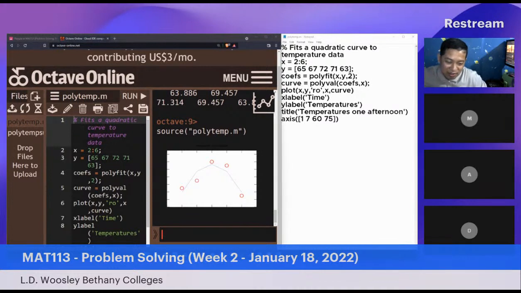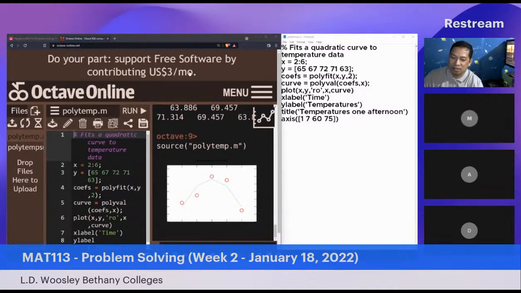So I can also see the interaction of this Octave. Honestly, I only discovered this during my teaching time at Bethany. I searched for an online one that can be shared for free, but it asks for a donation of $3 per month. It says contributing $3 per month, free software support. If you want full access, you may contribute.